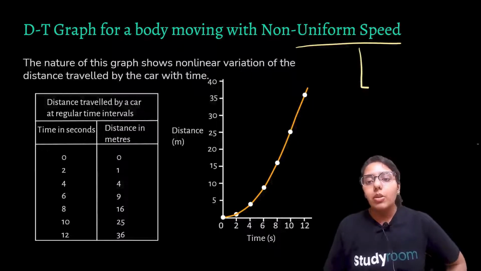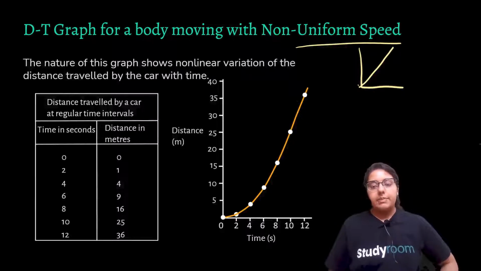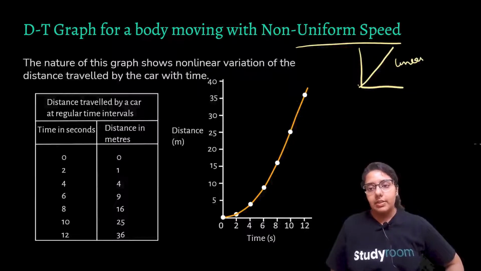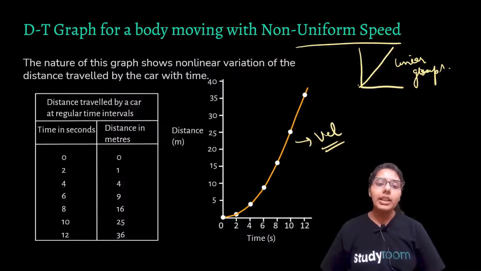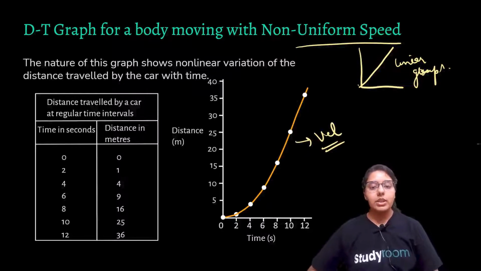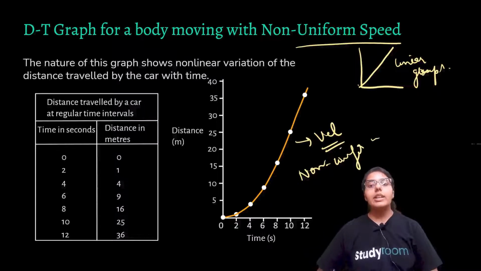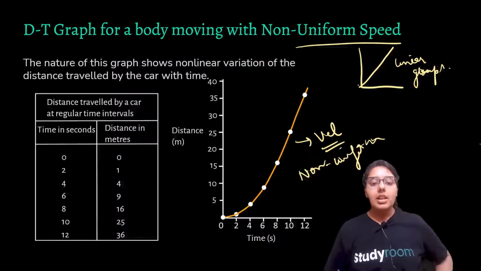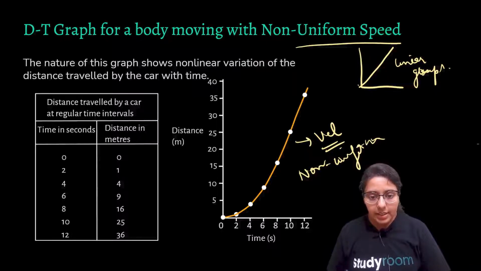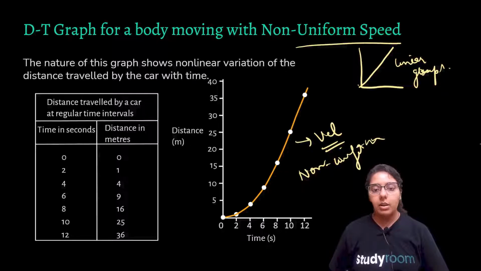When we are talking about uniform speed, we get this graph, a linear graph. Here also it is a distance time graph, so the slope will give you velocity. But we can see that it is not linear throughout. It is not a straight line, so it is non-uniform. It is not increasing equally in equal intervals of time. In 2 seconds, it is around 0.5 meters.